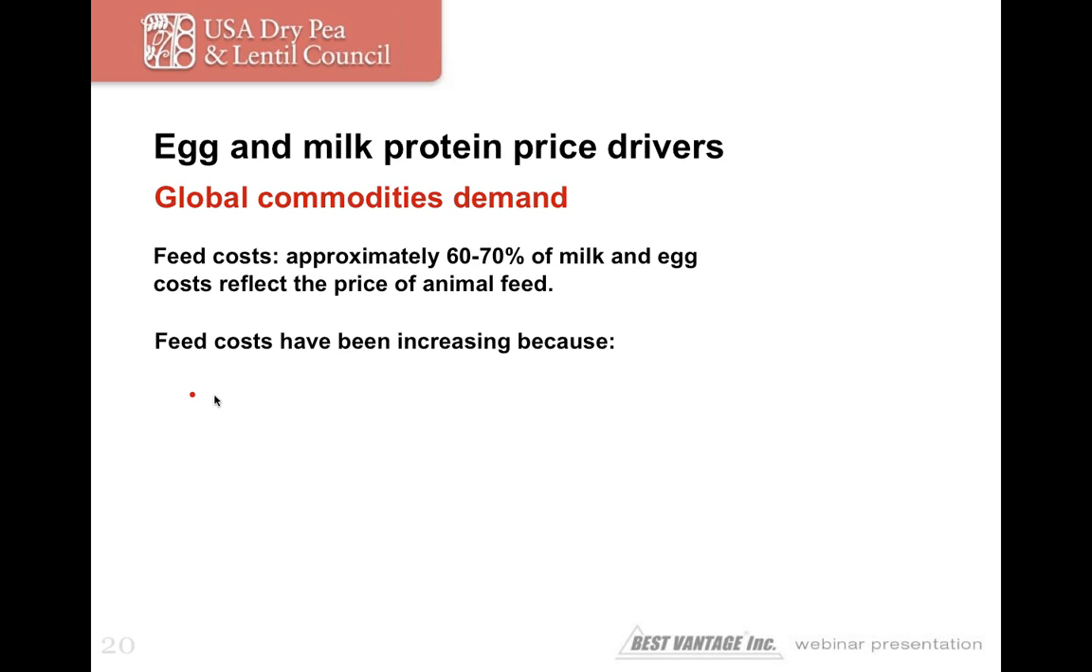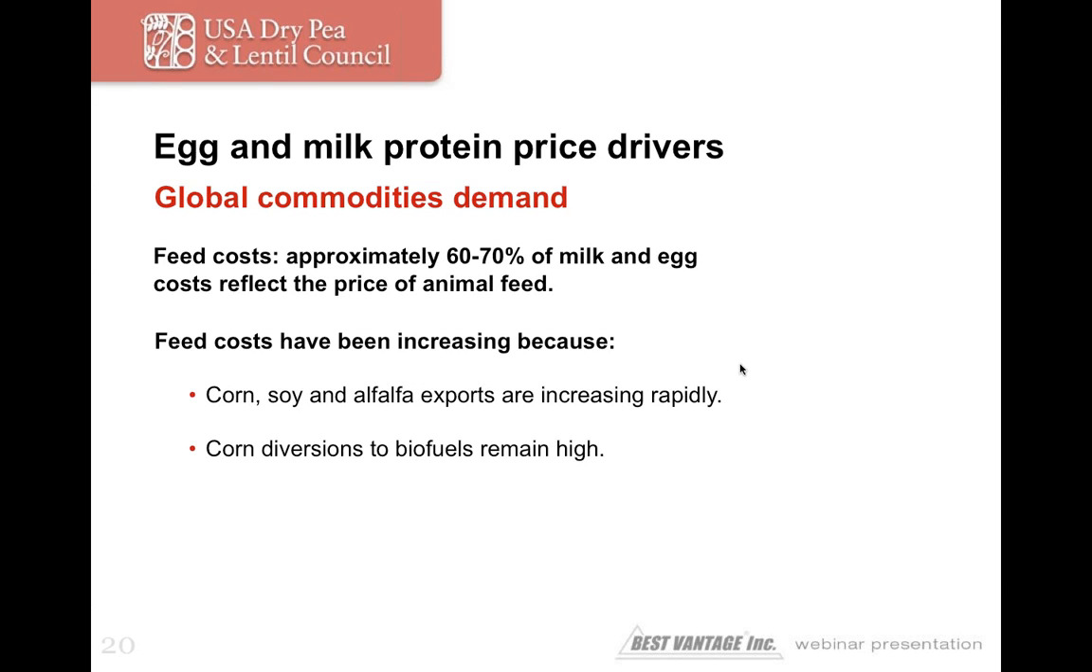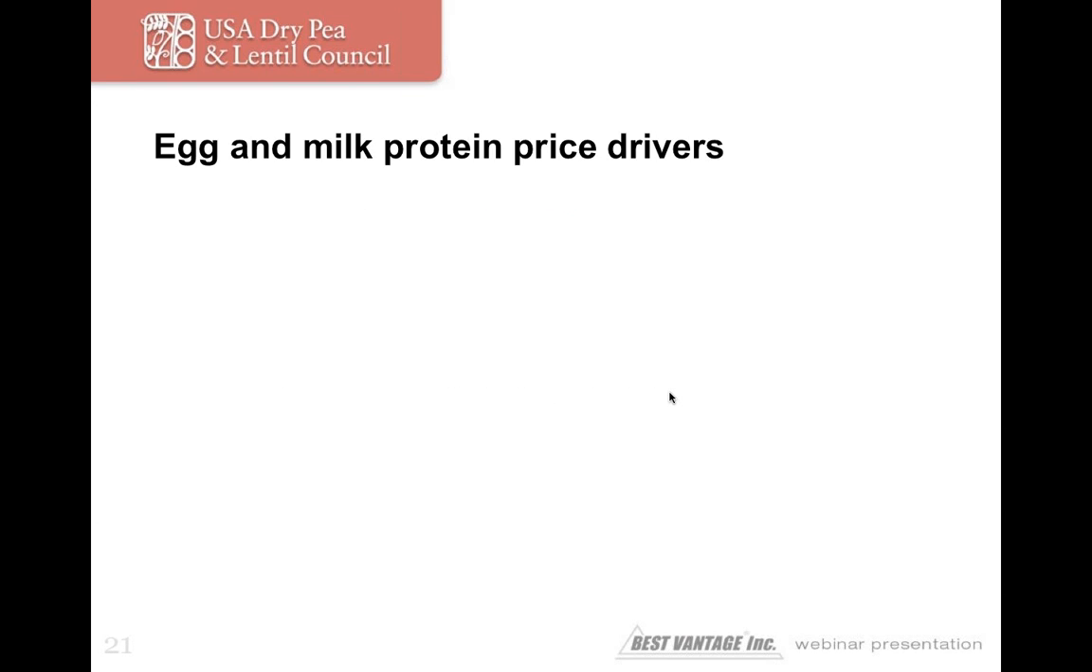Now, feed costs have been increasing because of exports. There have been huge increases in exports, especially to China, but also we're seeing significant exports to countries like Myanmar and to India, South Asia. Alfalfa, soy, and corn are all feeds for cows and chickens. Corn diversions to biofuels in the United States remain very high, and alfalfa remains vulnerable even today to drought conditions. Much of the alfalfa is grown in western states that are still exhibiting very dry conditions.